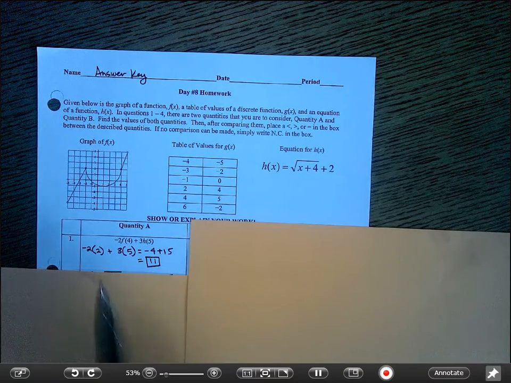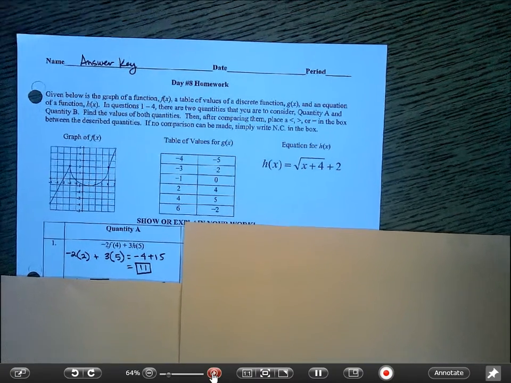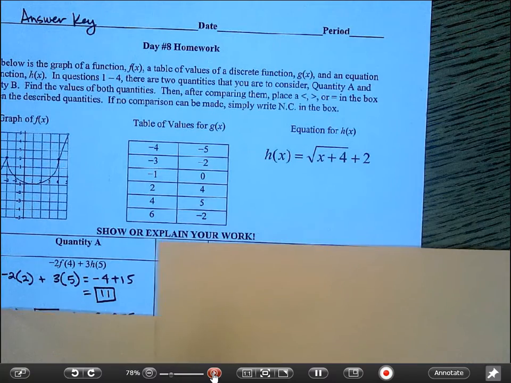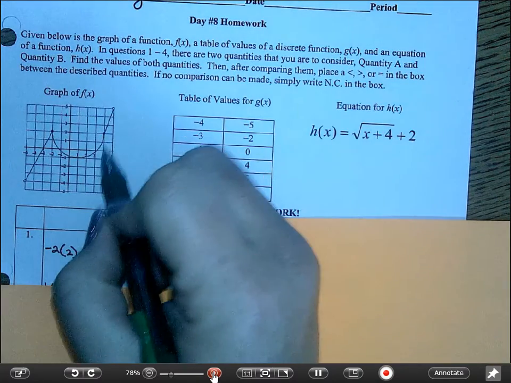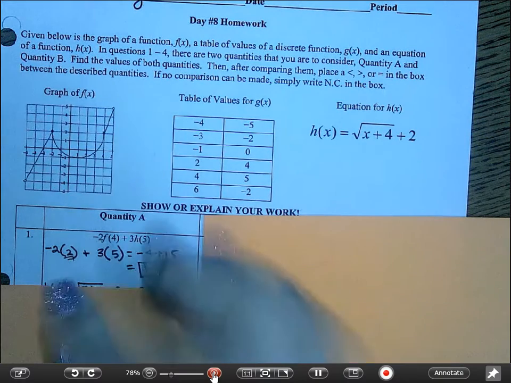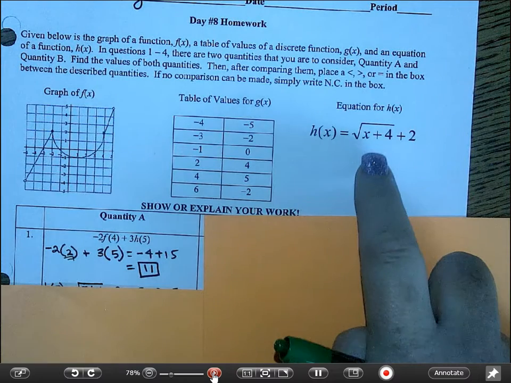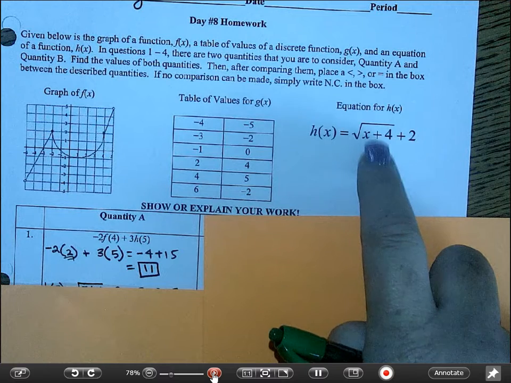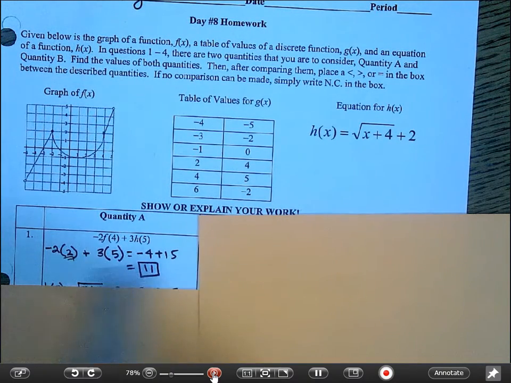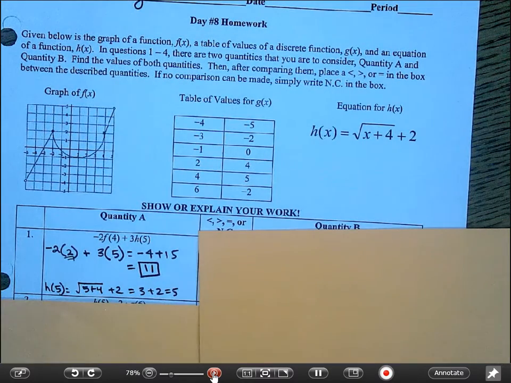So if I take a look at 2 of f of 4 plus 3 of h of 5, I am going to get 11. Remember that f of 4 is 2. That's from the graph. H is going to be from the equation. So if I were to plug in 5, I get 5 plus 4 is 9. The square root of 9 is 3. 3 plus 2 is 5. And then I simply do the calculation right there. All right. And there's the work for h of 5.